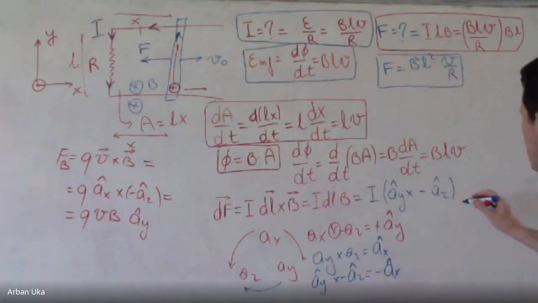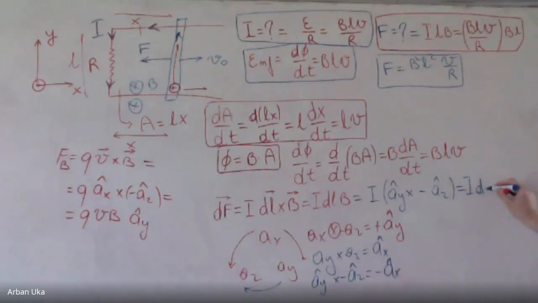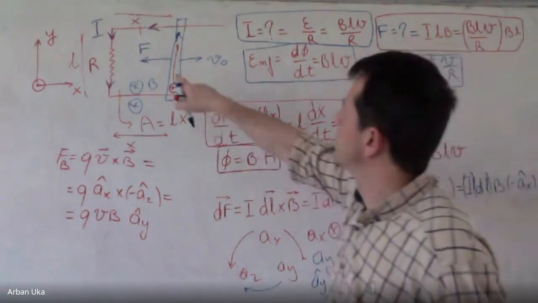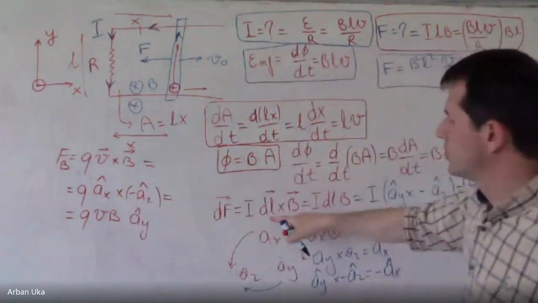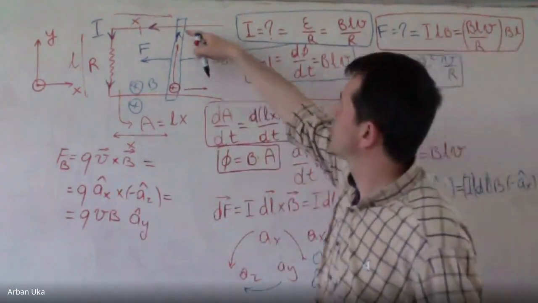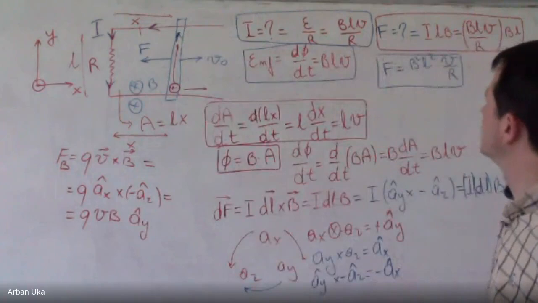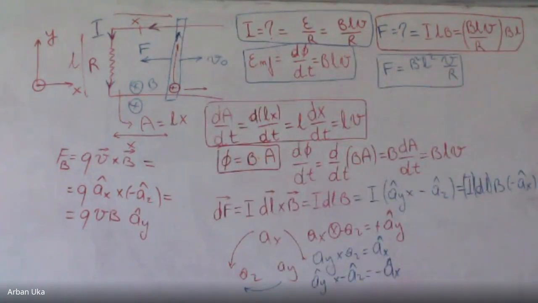okay? So this is equal to, now these are just the magnitudes, this is going to be I dl times B, this is the infinitesimally small length, times minus AX. So this was the direction of the force, okay? So this was the force on the charge, this is the force on the bar, on this current carrying element. And by the way, let's do this one, minus AX. Okay, we found the force.